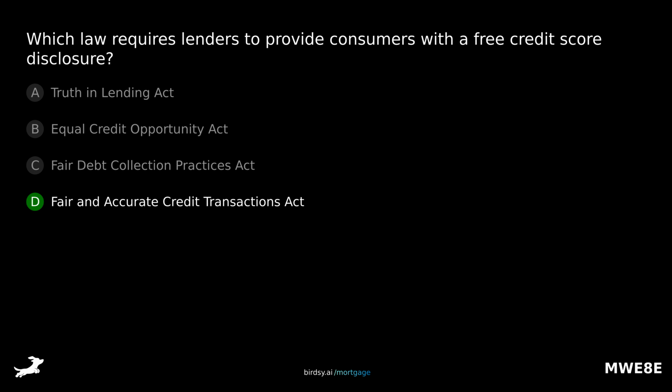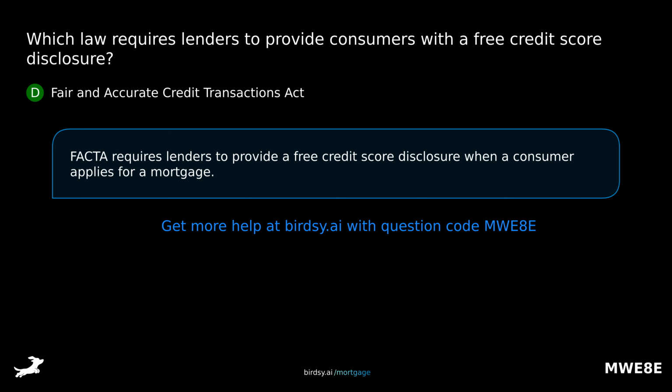The answer is D, Fair and Accurate Credit Transactions Act. FACTA requires lenders to provide a free credit score disclosure when a consumer applies for a mortgage.